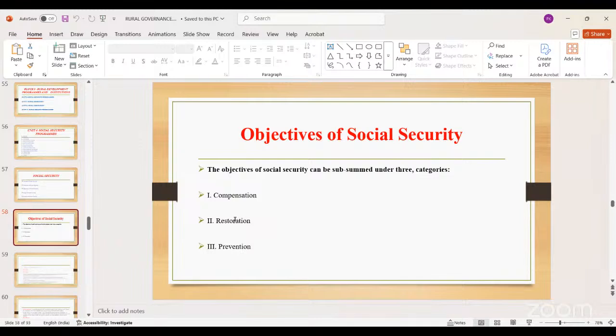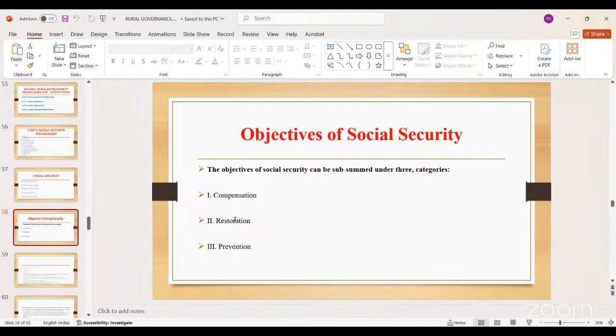Then the third objective of social security is prevention. So here social security is a basic instrument of social and economic justice among members of society. It doesn't only aim at compensation and restoration of one's financial and social status, but it also aims at prevention of mishaps, industrial injuries and occupational diseases. So it aims at avoiding the loss of productive capacity due to sickness, injury, or unemployment.